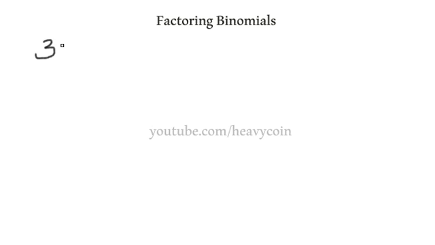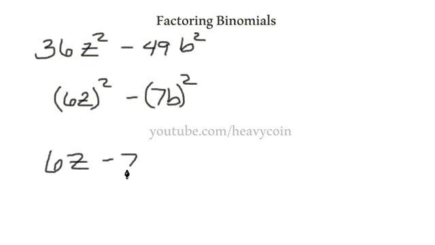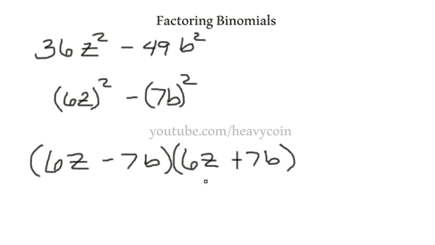Alright, what about 36z squared minus 49b squared? So I'm going to write this as 6z quantity squared minus 7b quantity squared, and now this would be 6z minus 7b and 6z plus 7b.